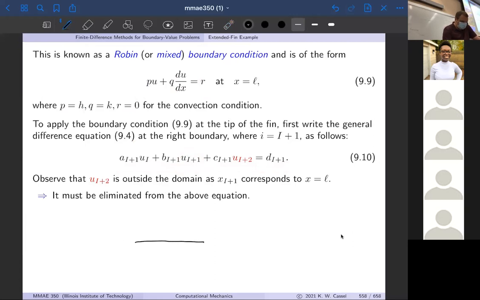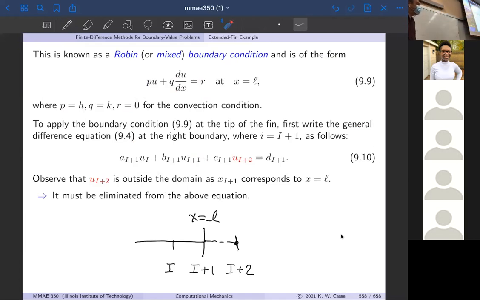So here, if I zoom in on the right boundary at x is equal to L, this is capital I, this is capital I plus 1. So this is saying I need the point capital I plus 2 out here, which of course isn't even in the domain. I don't know that point. I don't care about that point. I don't want that point. That point doesn't exist. Some people call it a ghost point. It's a little ghost sitting outside the domain. So I've highlighted it in red, U I plus 2, and we need to eliminate it. We need to get rid of it because it doesn't exist.